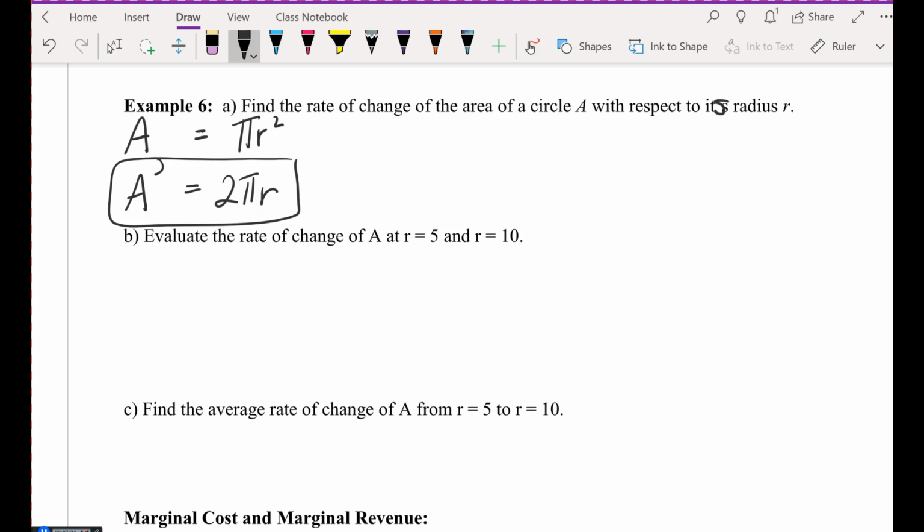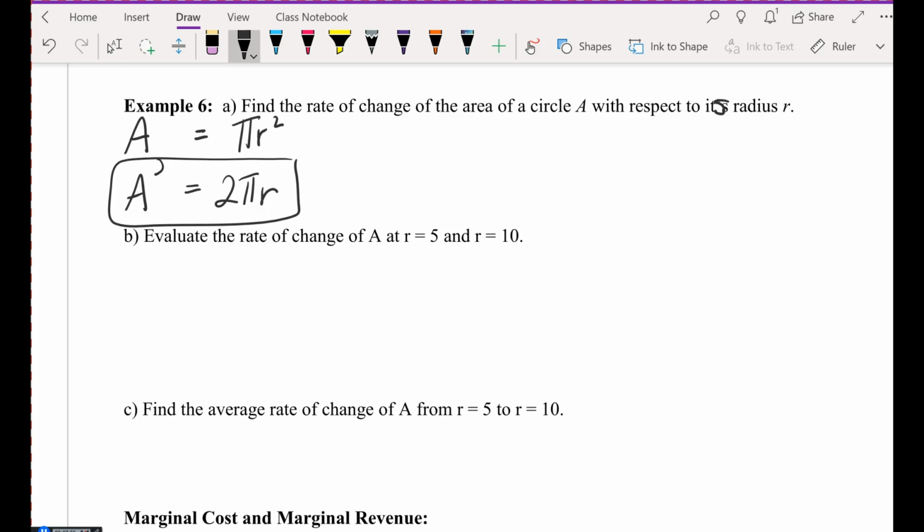The same thing with 3D. If I want to change the volume, the rate of change of a volume is really the surface area, because I'm just peeling off a layer, right? So that's why they're related. Really cool, right? All right, language.